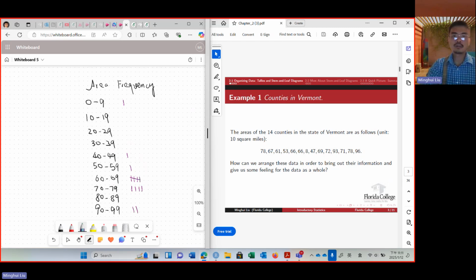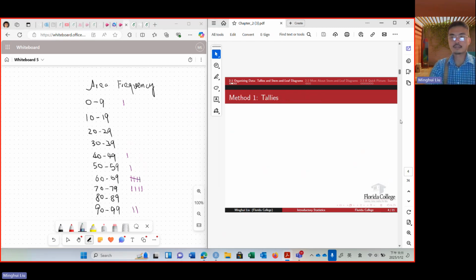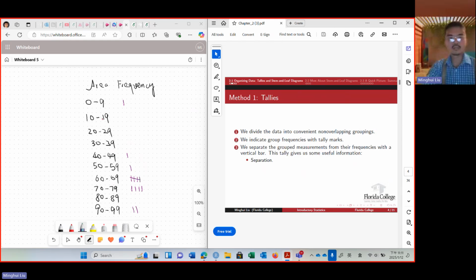As you see here, we can look at these completed tallies and get a lot of useful information. For example, the separation: we can see it obviously separates into three groups. One that's very small, most of them are medium size, and two are very large. And also we can look at the centering. You see the center is around 60-ish. And then also we can look at the spread. That is somewhere between one digit to 90-something. Of course, we don't know the exact value of the spread, but this will give us a good idea of what the spread would be.